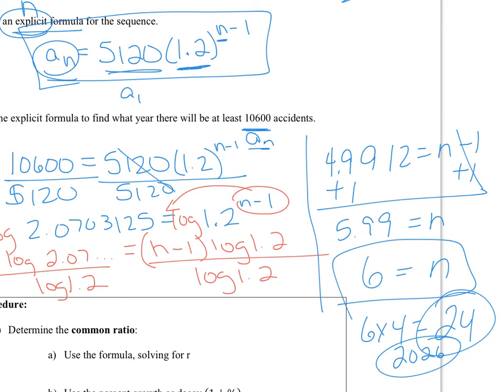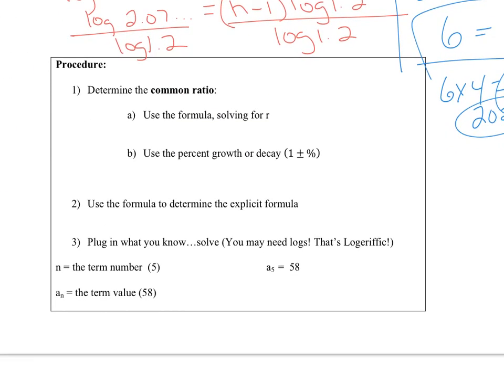Okay, sorry. So then there's this procedure just to keep you aware. Solve the formula for r, always find the r. Sometimes you have to use 1 plus percent or 1 minus percent to do growth or decay. Determine the explicit formula, and then solve. You may have to use logs. Just remember, n is the term number, and a sub n is the value of the term.